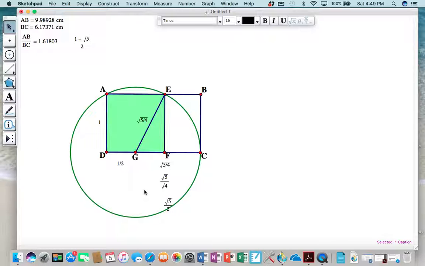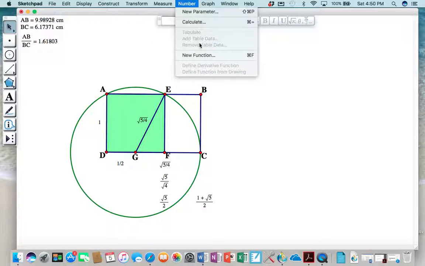Now, I need to add these two sections together to get the whole length. So 1 divided by 2 plus the square root of 5 divided by 2 will give us this right here. So this is a statement of the length of the long side of the golden rectangle. Let's just check to make sure that this expression equals this.